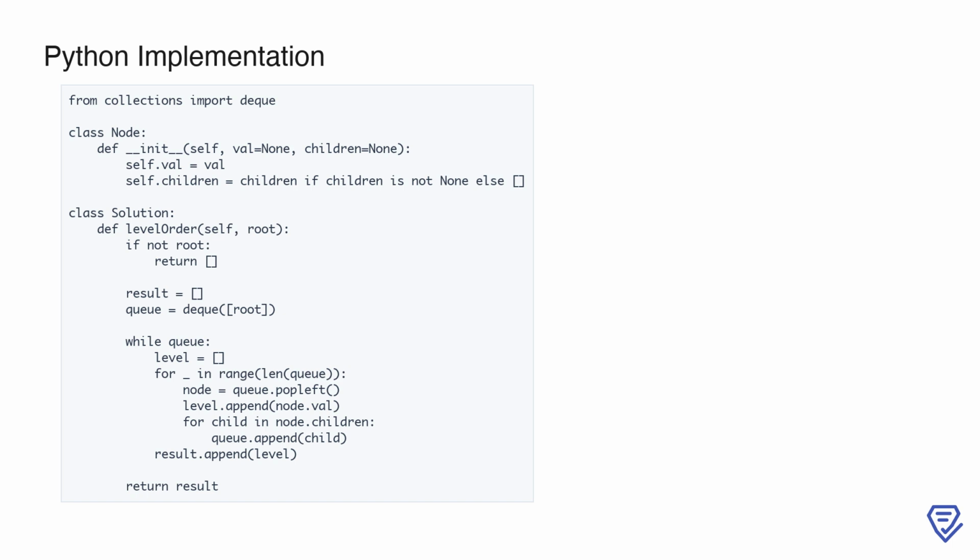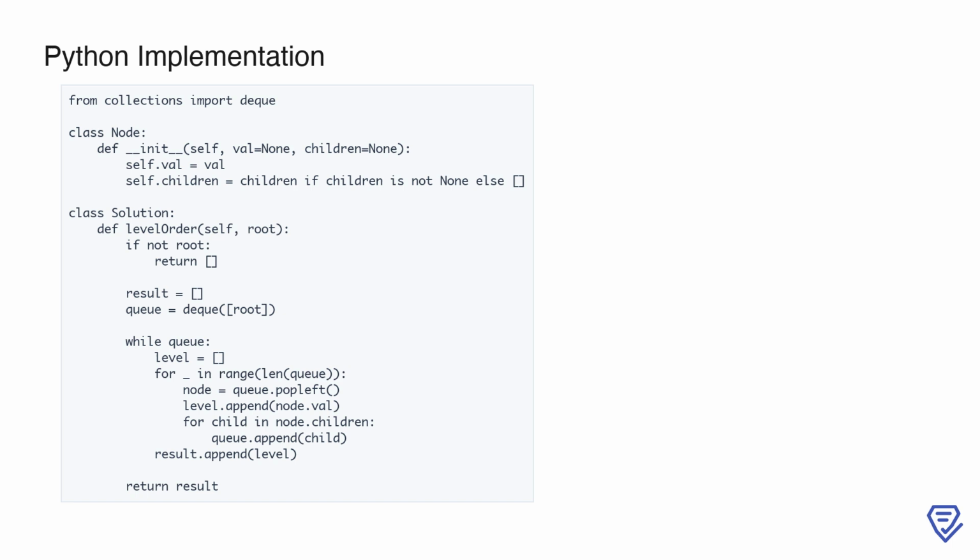The inner for loop iterates over the nodes in the current level, determined by the size of the queue. Each node is dequeued with popleft, its value is added to the current level list, and its children are enqueued for processing in the next level. Once all nodes at the current level are processed, the level list is appended to the result.